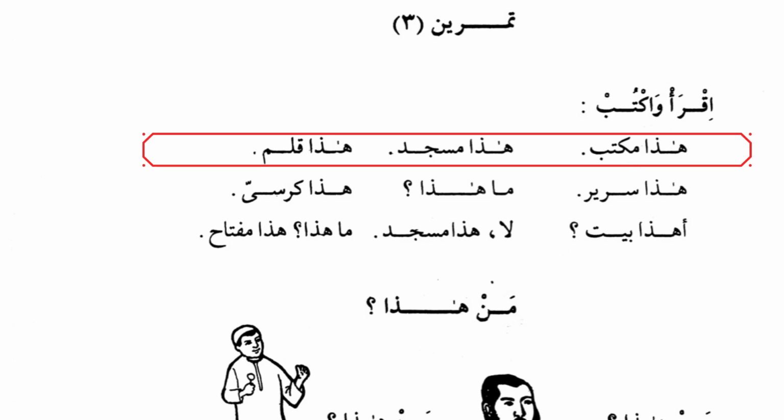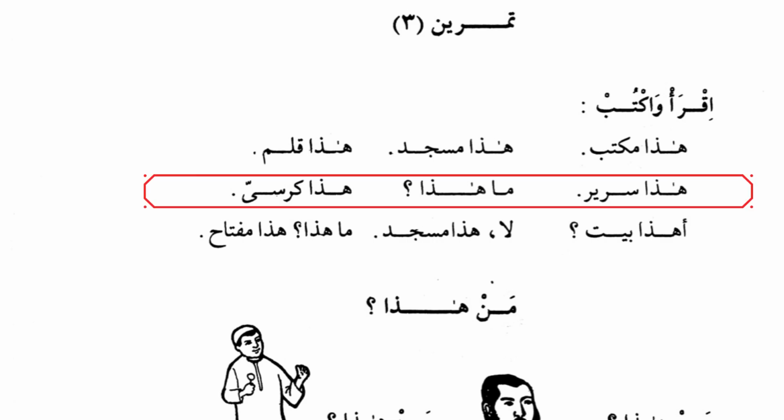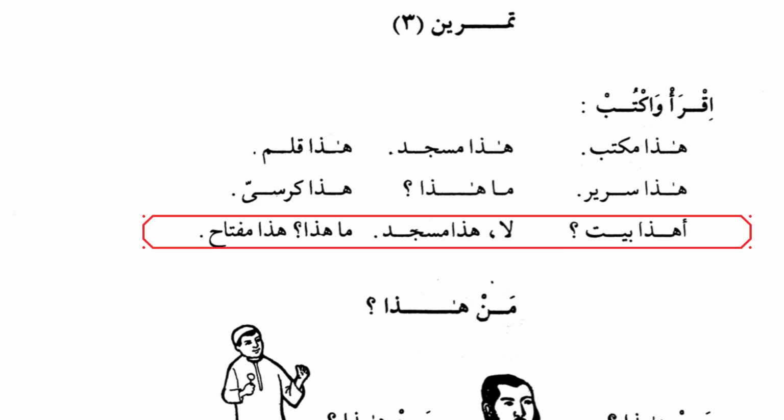Hada maktabun, this is a desk. Hada masjidun, this is a masjid. Hada qalamun, this is a pen. Hada sarirun, this is a bed. Ma hada, what is this? Hada kursiyun, this is a chair. Ahada baytun, is this a house? La. Hada masjidun, no, this is a masjid. Ma hada, what is this? Hada miftahun, this is a key.